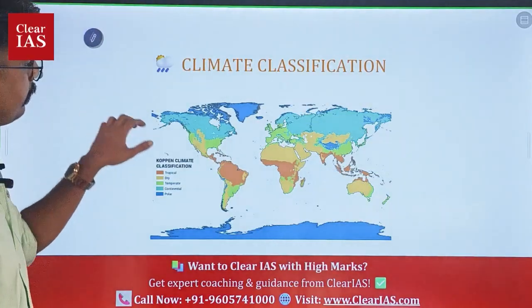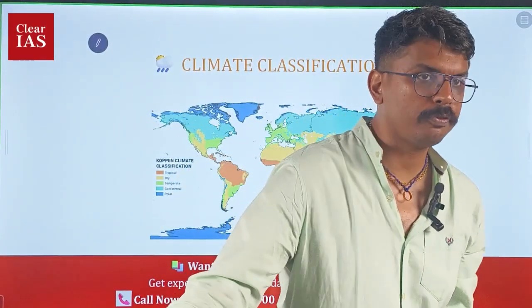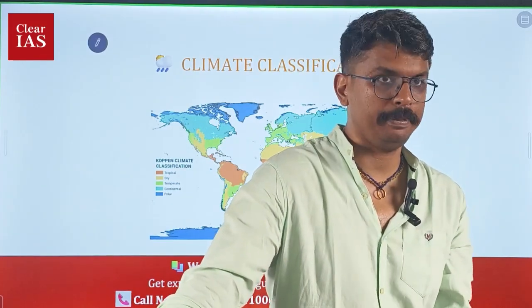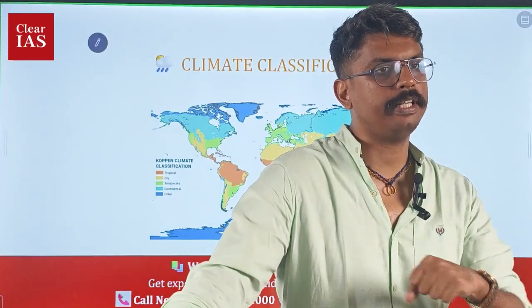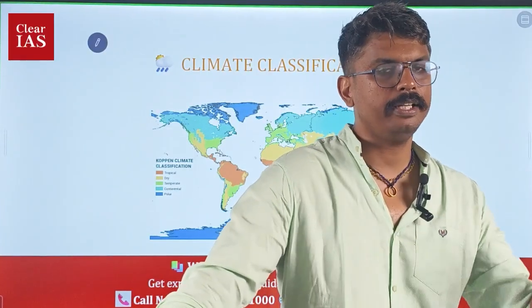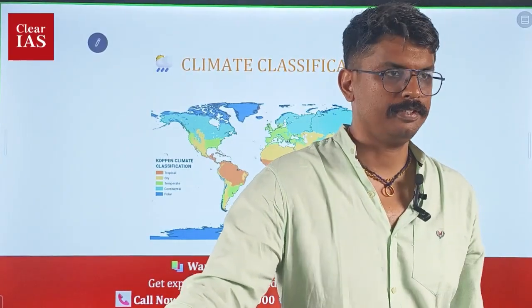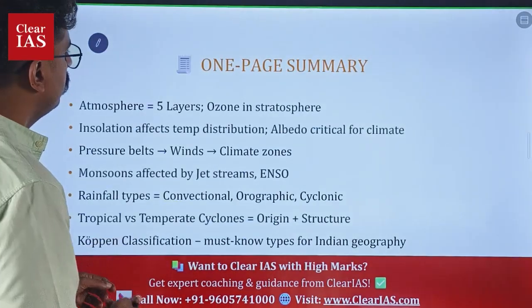And when you understand this climate classification, it would be a base to answer a lot of questions. For example, if they tell you to explain the pattern of world precipitation, you can use this pattern. That's a core answer that we should not miss. Once you understand that, at least 10 to 12 topics you can use the same pattern and answer the question. So we'll do Köppen's classification in detail.